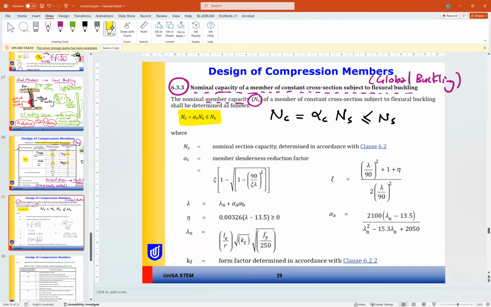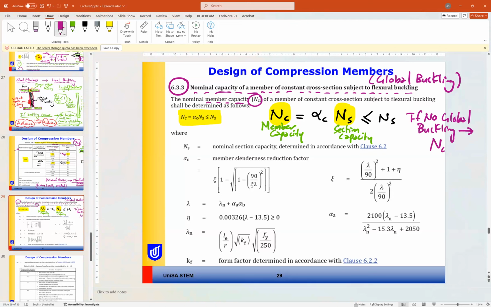So actually, the member capacity is a percentage of the section capacity, so that it cannot exceed 1. The maximum limit of NC is NS if no buckling happens. So we can write it as a note here. If no global buckling occurs, what do you think will happen? NC equal to NS.